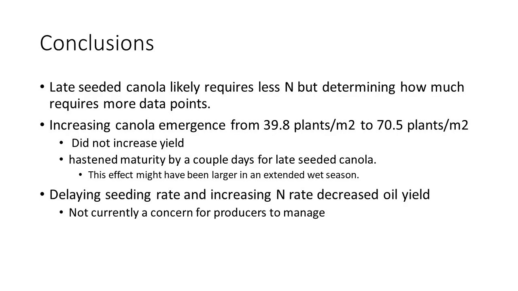Increasing canola emergence from 39.8 to 70.5 plants per meter squared did not increase yield, as expected, but it did hasten maturity by a couple days for the late-seeded canola. This effect might have been even larger in an extended wet season. And then, as a point of curiosity, delaying seeding and increasing nitrogen rate decreased oil content of the grain, but this isn't currently a concern for producers to manage at present.